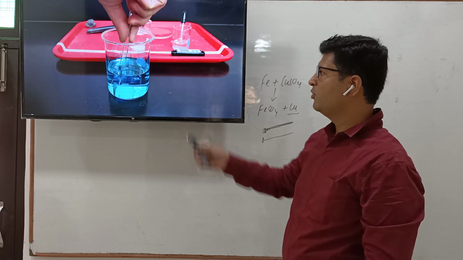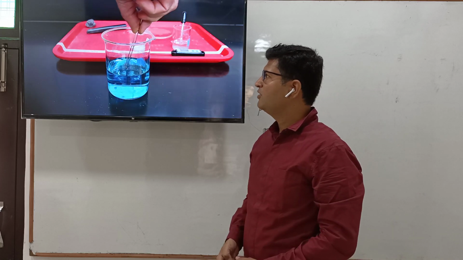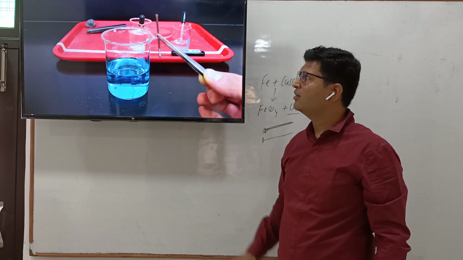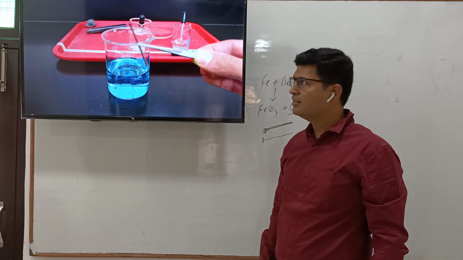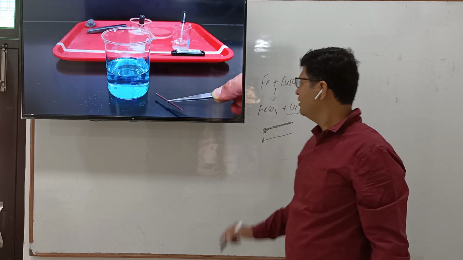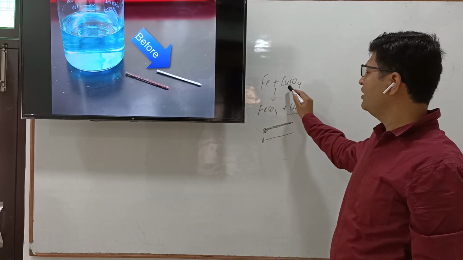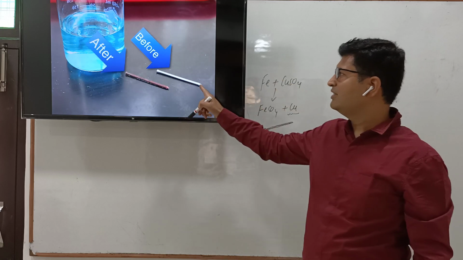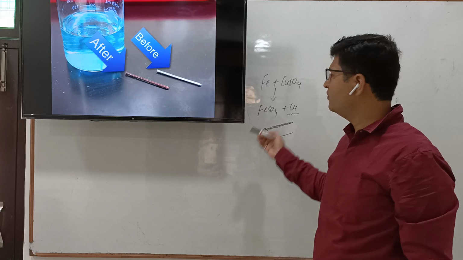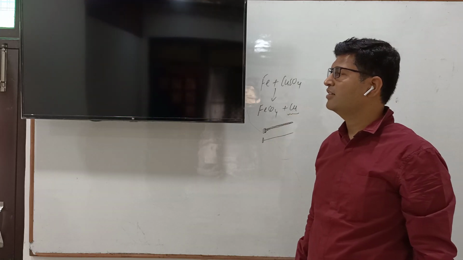Now we are trying to remove that one. As we are removing it, we will see. Now look, the color of the iron nail has changed. So with this activity, we show that iron, which is more reactive, will displace the copper. This is iron before and this is after. So in this activity, we learn about the displacement reaction.